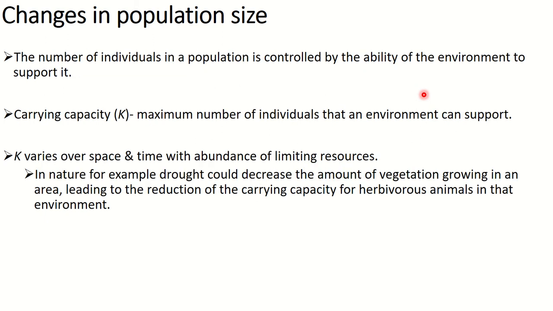The number of individuals in a population is controlled by the ability of the environment to support it. It makes great sense. It's based on available resources. Now, what's very important is that the availability of resources for populations is related to what we refer to as the carrying capacity of an environment. That refers to the maximum number of individuals that an environment can support. So in many cases, for example in the Kruger National Park, we've got some idea, based on the landscape and the food requirements of many animals, of the carrying capacity for different species, different populations that can be maintained within the Kruger National Park.